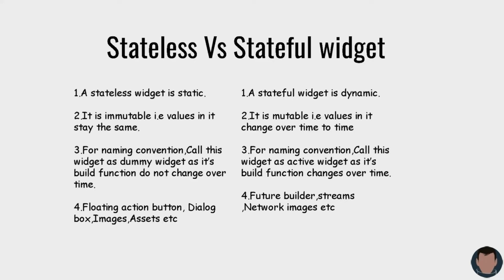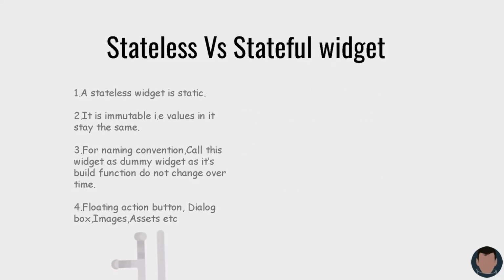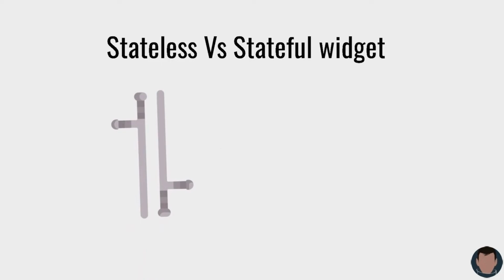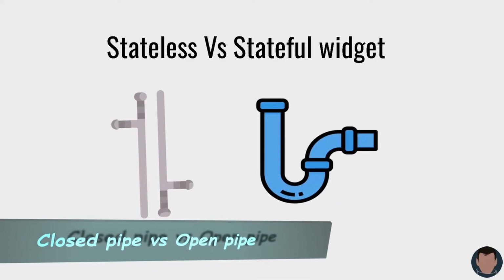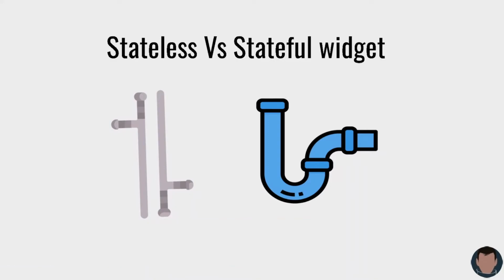Now, the examples of stateful widgets are FutureBuilder, streams, network images, etc. I know it's all jargon. When I started learning it, I similarly didn't understand anything about it. So, for a clear picture, consider a stateless widget as a pipe from which we can't pass any values, and in the case of a stateful widget, consider a pipe where values can be passed and certain operations on them can be performed.